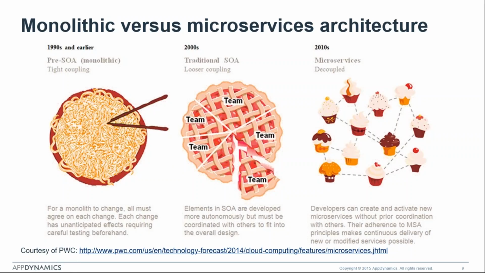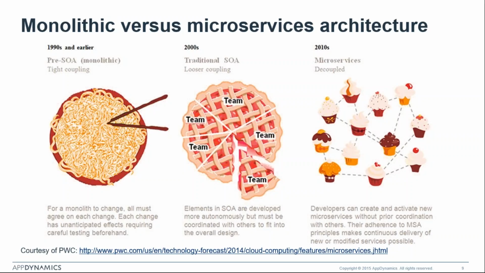I really like the graphics that show the progression, if you will, from monolith to traditional SOA and to the microservices world where we are right now. With monolith, in the pre-SOA world, everything was tightly coupled, and I'll spend a little more time on this. It was difficult to change, and if you had to change, everyone had to agree, and you had to do a lot of work to make sure that everything is tested before you could go to the next release or next revision.